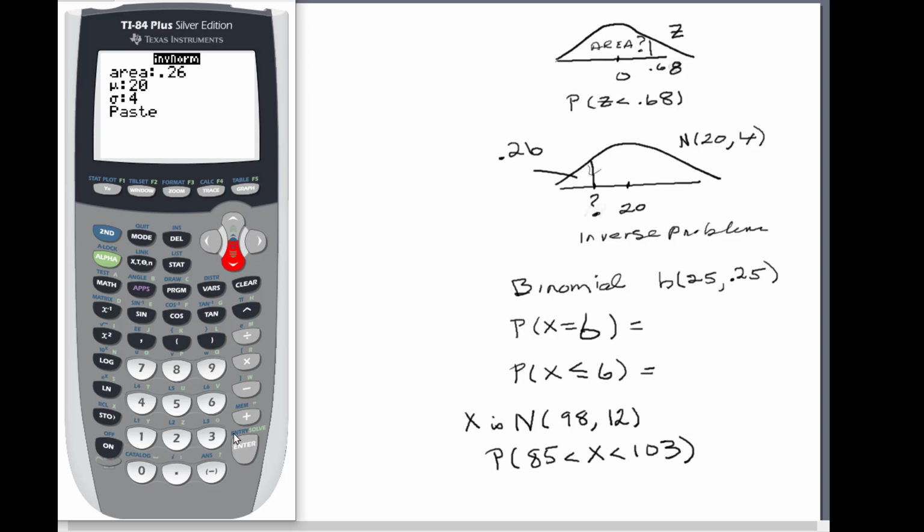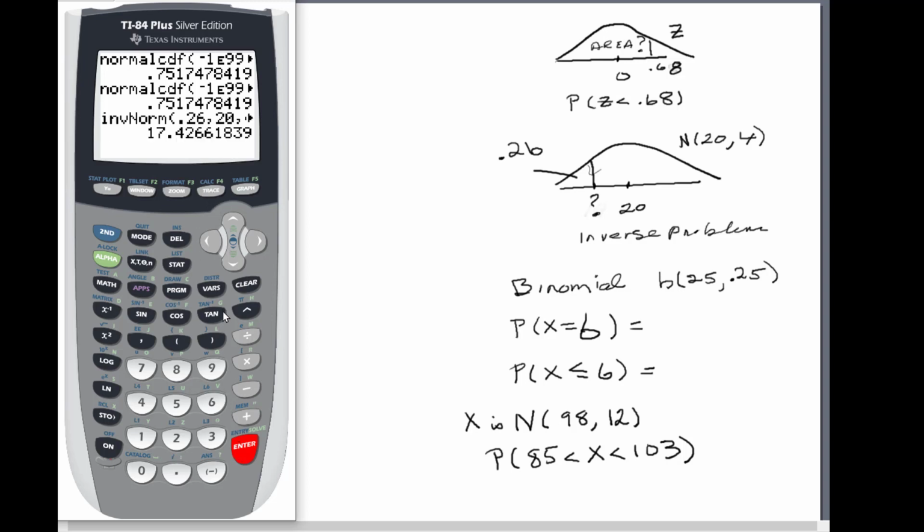So let's paste that into our work area by pressing the enter key. And this is going to be the inverse norm. You don't see inverse because it's off over to the left. I know you'll trust me on that one. We're ready to press the enter key, and the enter key tells me that this boundary point right here is 17.4266. Where the question mark is, that would be 17.43, and if we look at the area under the curve between negative infinity and 17.43, that area would be 0.26. So that's how we work the inverse problem.